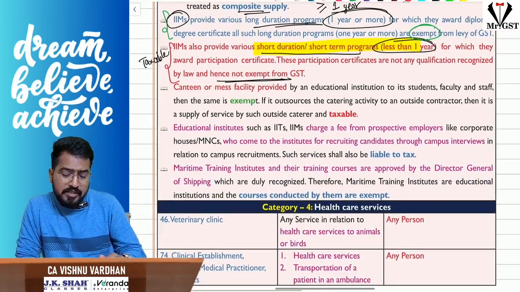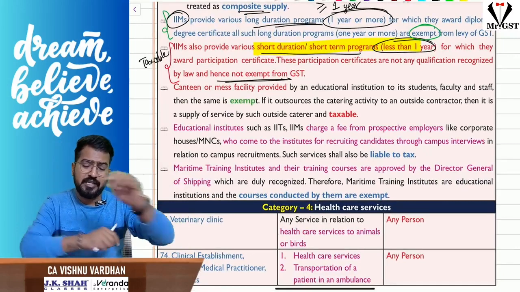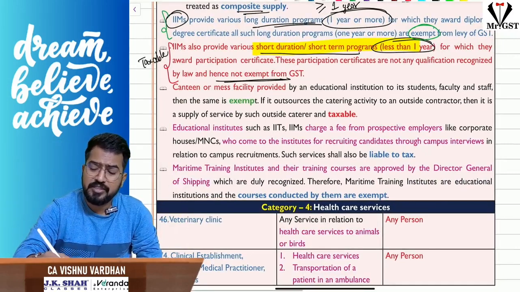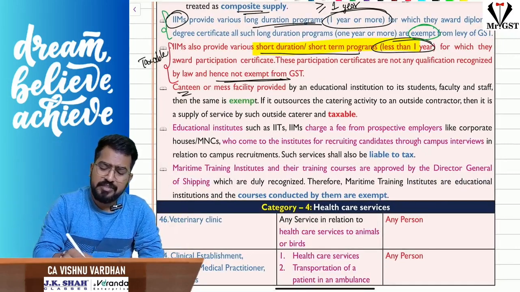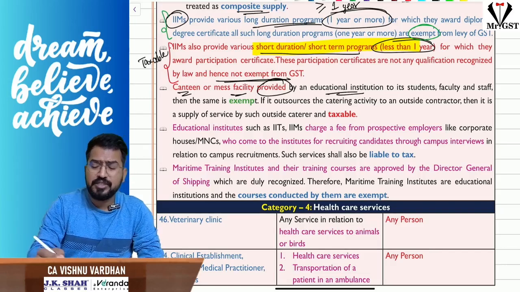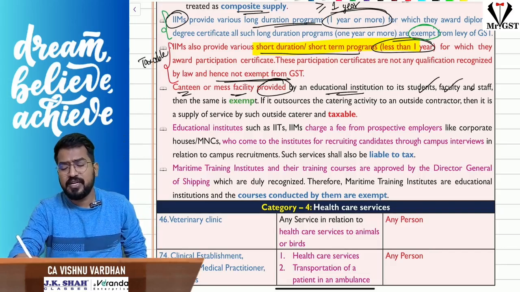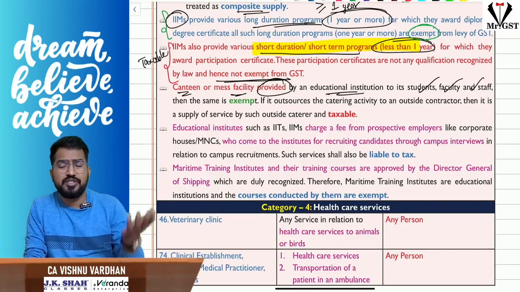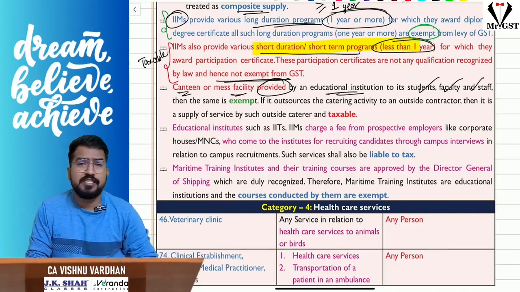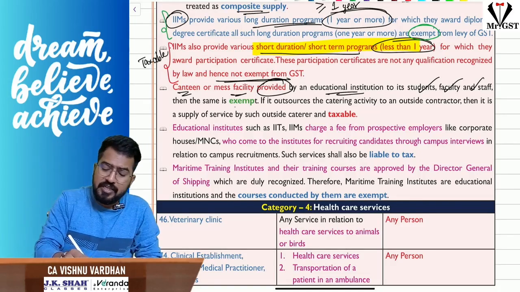Okay, there is another clarification. The clarification is regarding canteen or mess facilities provided by educational institution. If canteen or mess facility is provided by an educational institution to its students, faculty, staff, any service provided by an educational institution to students, faculty, staff is exempt under GST. So here also they will enjoy the exemption.